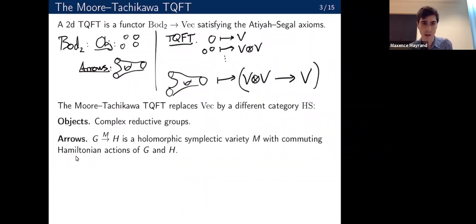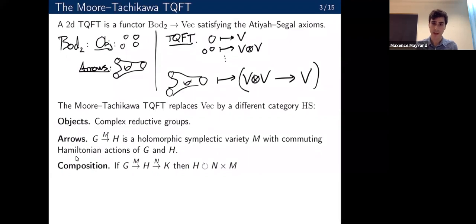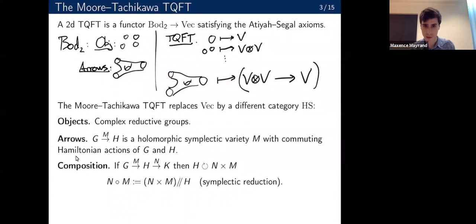So an arrow from G to H, complex reductive groups, is not a map from G to H, but a holomorphic symplectic variety with two commuting actions of G and H, which are Hamiltonian. So they have moment maps. And the important bit here is to specify what is composition. If you have an arrow from G to H and an arrow from H to K, so that means that M and N both have an action of H. And so you can consider a diagonal action of H on the Cartesian product. And you just take the symplectic reduction along this common action. And that's the definition of the composition.